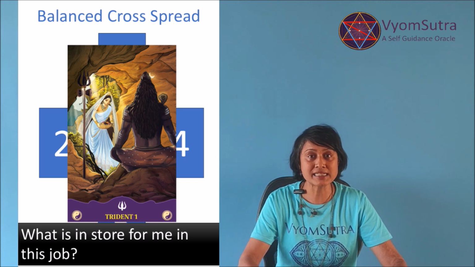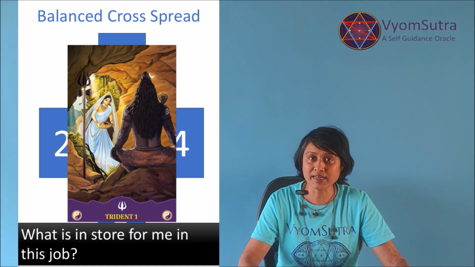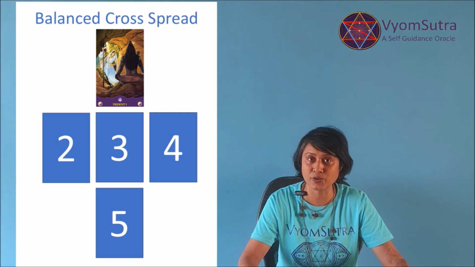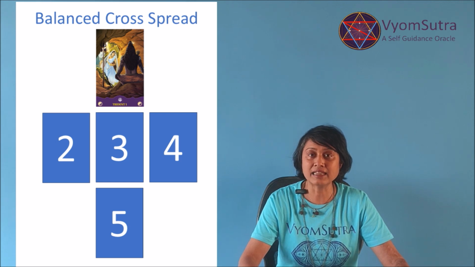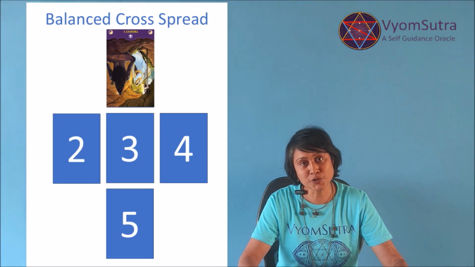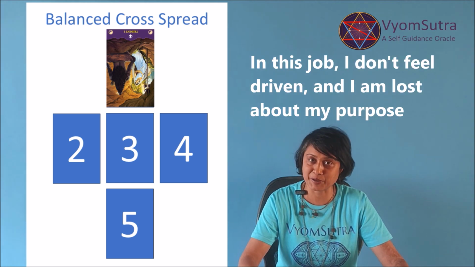However, let's see what this card would mean in different positions, and we'll understand this with one of the meanings of this card. So for instance, if the Trident 1 or Ace of Wands appears in position number 1, which is what am I, then the straight orientation of this card could mean that I am driven to pursue my purpose. The inverted orientation of this card could mean I am lost about my purpose.